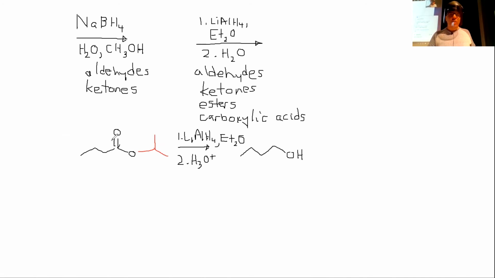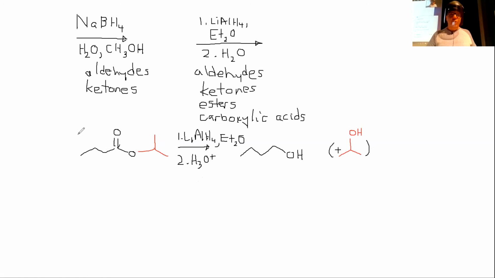So that alcohol comes from the carboxylic acid portion, 1, 2, 3, 4 carbons, 1, 2, 3, 4 carbons. And you also would get the isopropanol. That's going to be a heck of a lot more water soluble and would not be what we would actually isolate. But the major organic product that we would isolate in this case would be the alcohol that comes from the carboxylic acid. So that's how LAH works.